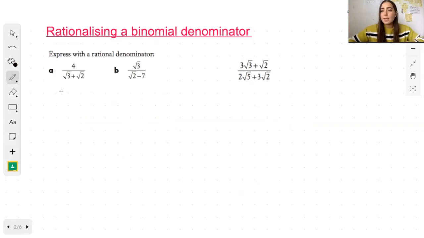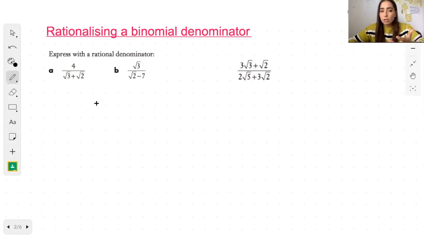Okay, so let's look at an example where the denominator is not one term, but it's 2 terms. So we call this a binomial denominator. So this is a little bit different. And in this case, in order to rationalize the denominator, you need to multiply by the conjugate. Okay. So what is the conjugate? I'm sure you've heard of this term before.